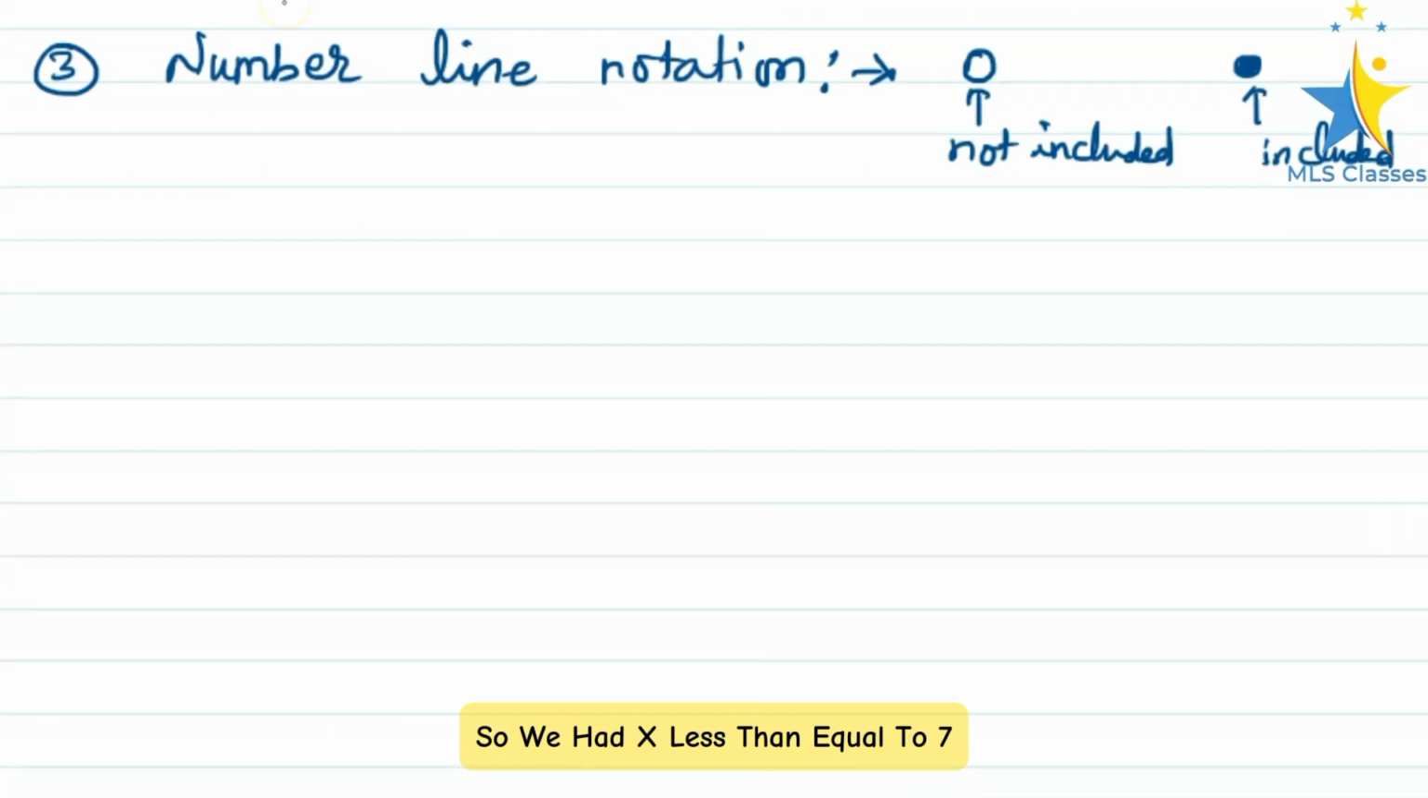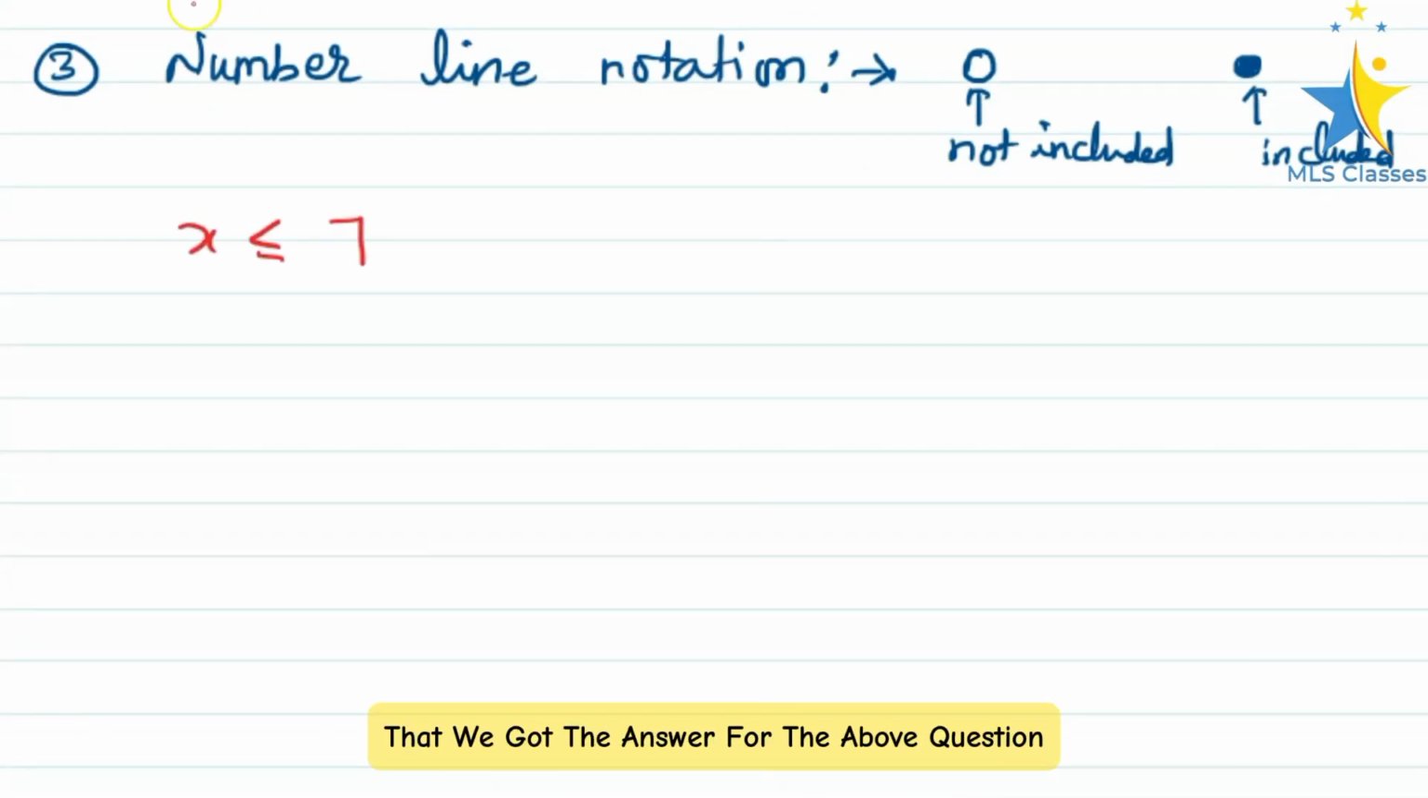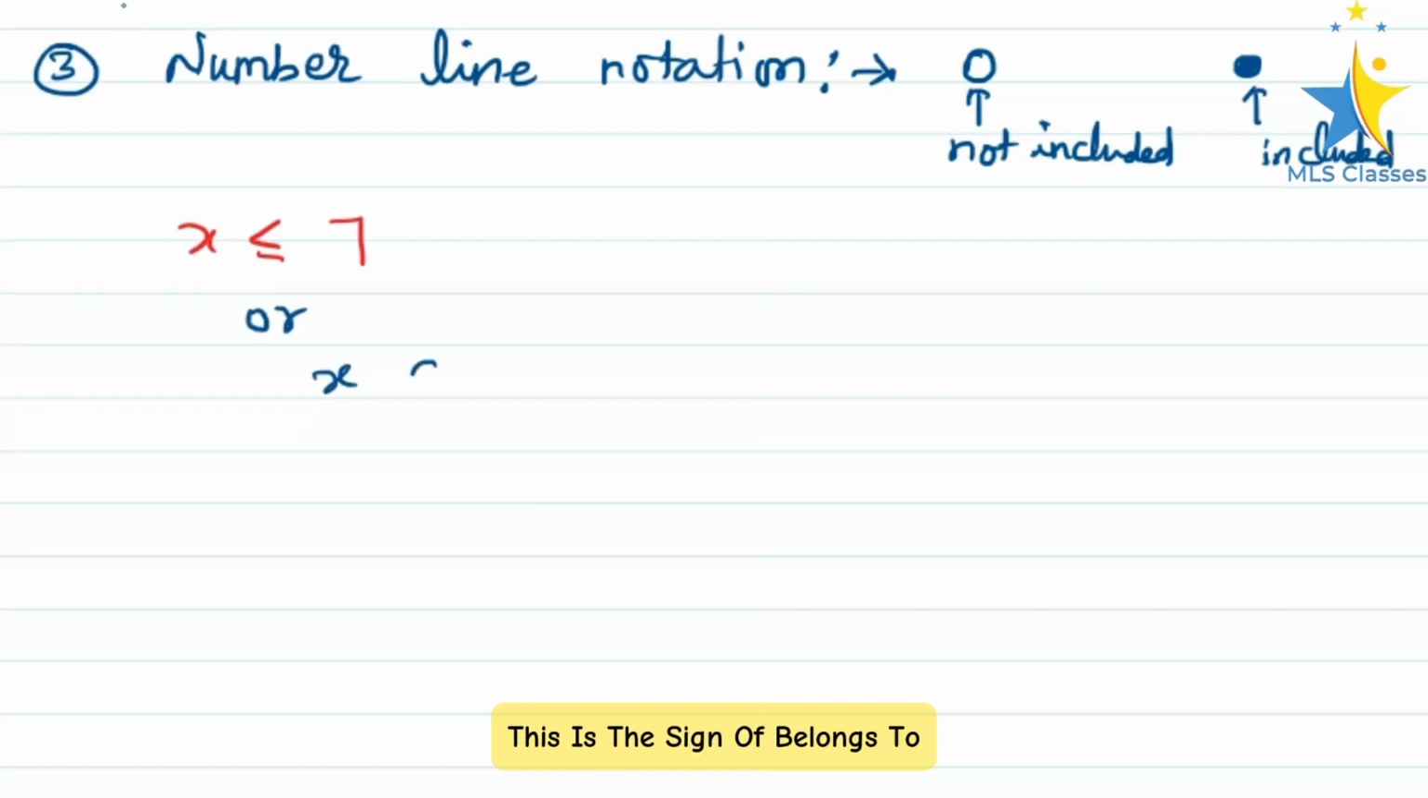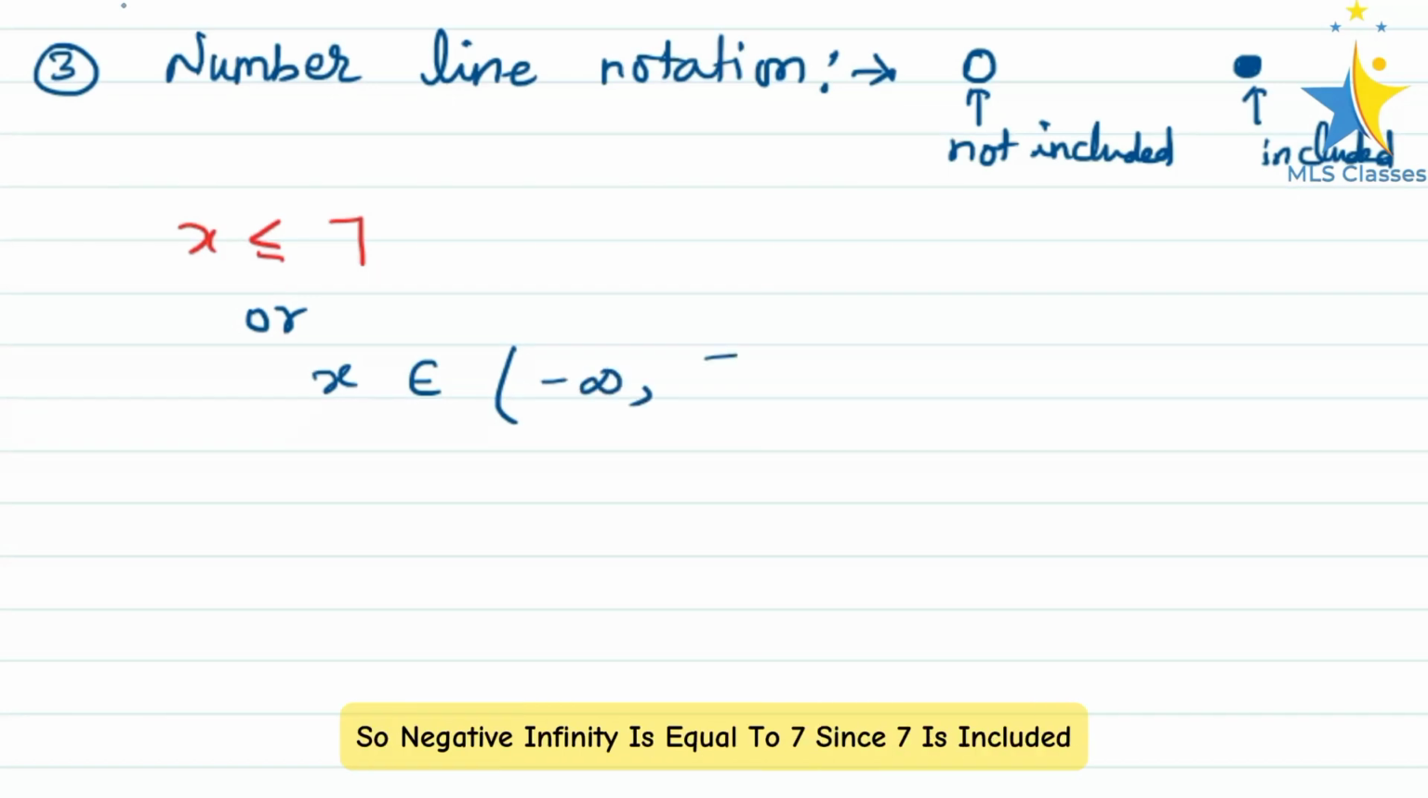We had x less than or equal to 7, which we got as the answer for the above question. If you want to write it in interval notation and number line notation, how will we do it? This can be written as x, this is the sign of belongs to, x belongs to negative infinity to 7. And as I said, infinity or negative infinity is always given with a parenthesis. So negative infinity to 7, and since 7 is included, a square bracket.